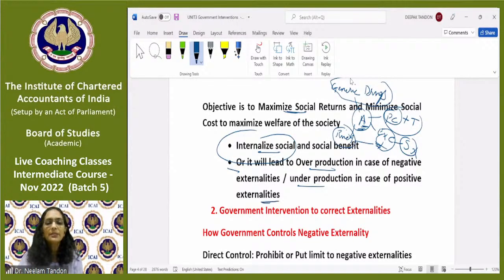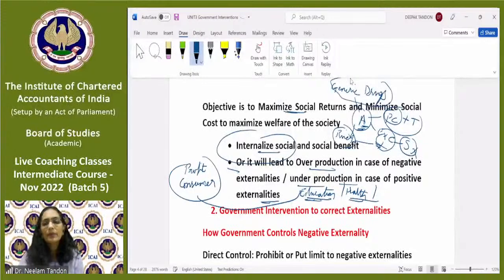Underproduction happens with positive externalities. Education, health, housing, research are positive externalities, but very few people are ready to go for them. They only go for profit, where the consumers are ready to pay the price. But the set of consumers who cannot afford to pay will not get it. So there is underproduction. Though they are capable of producing, they will not produce. Underproduction in the case of positive externalities. So this is about the concept.